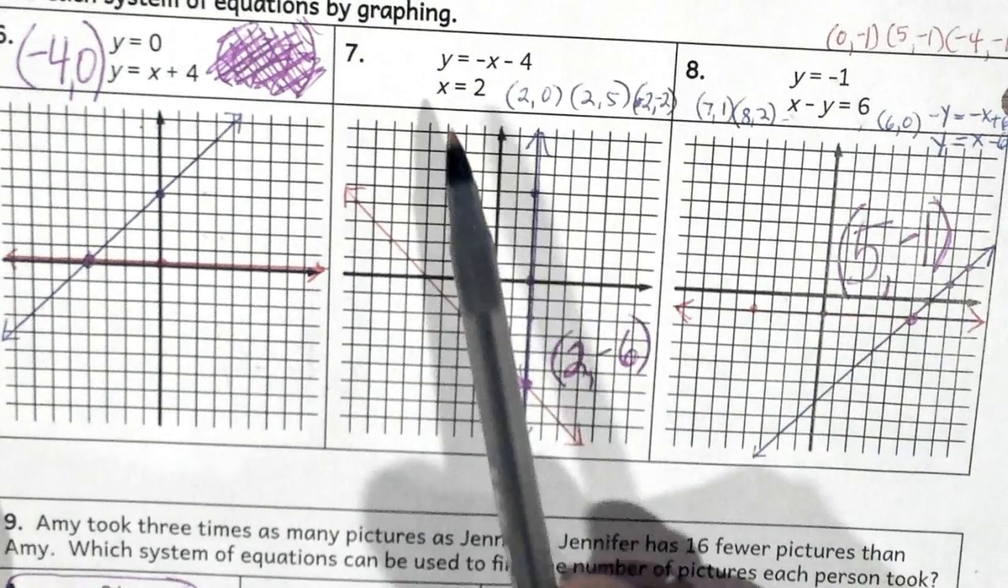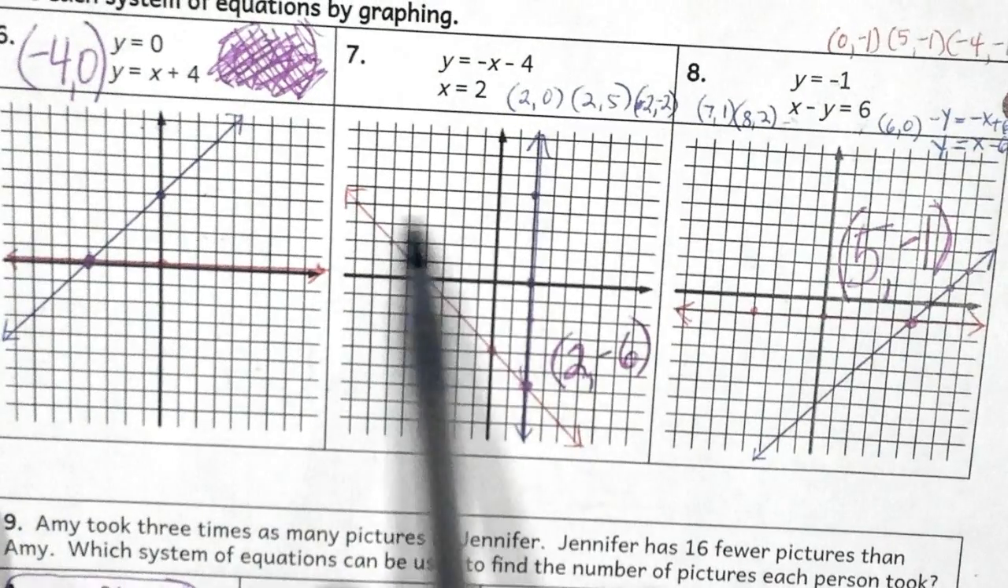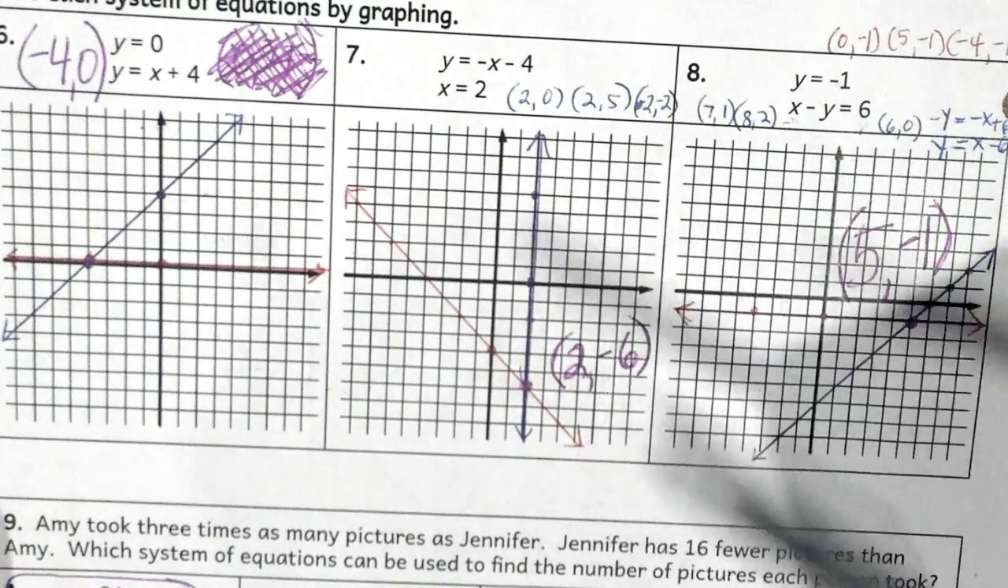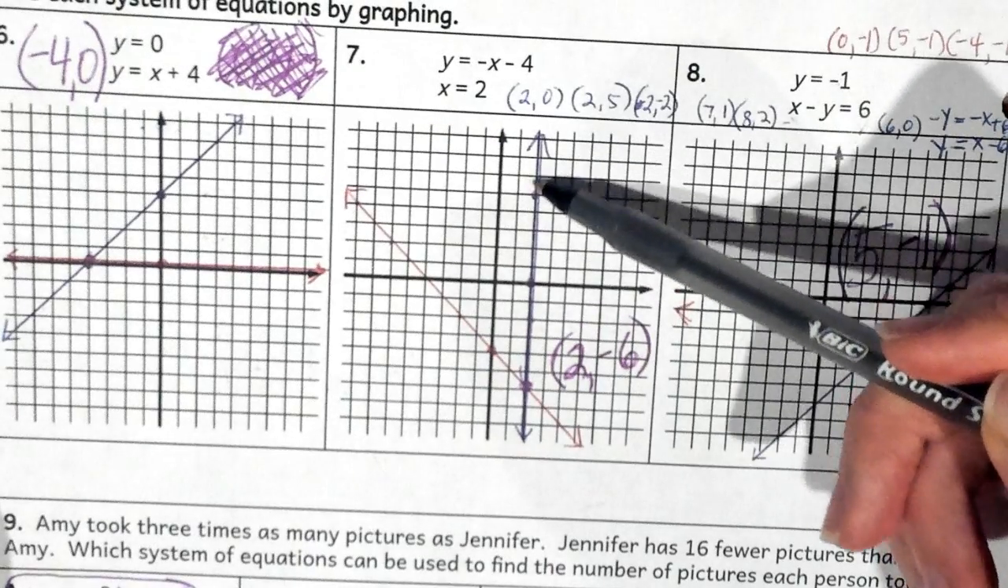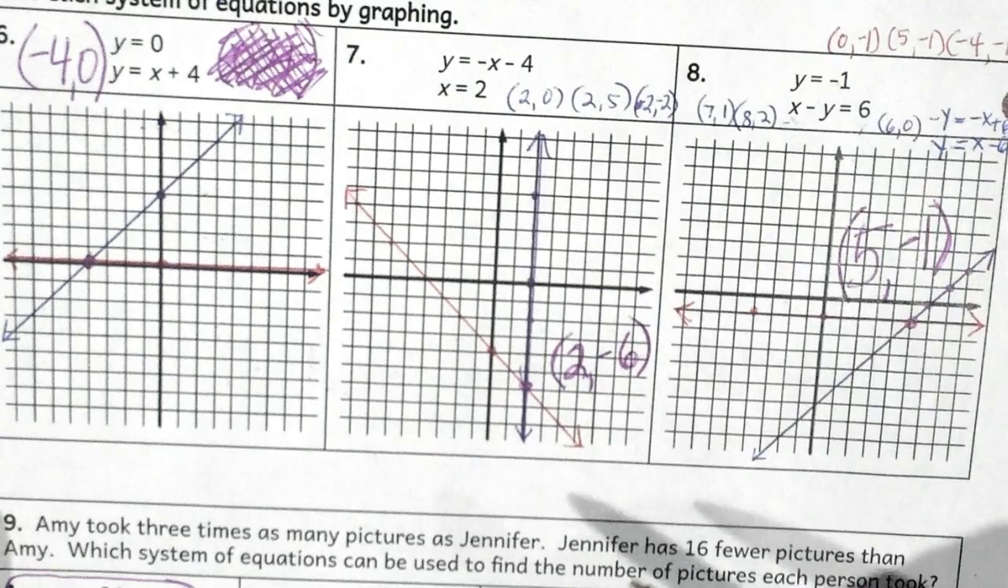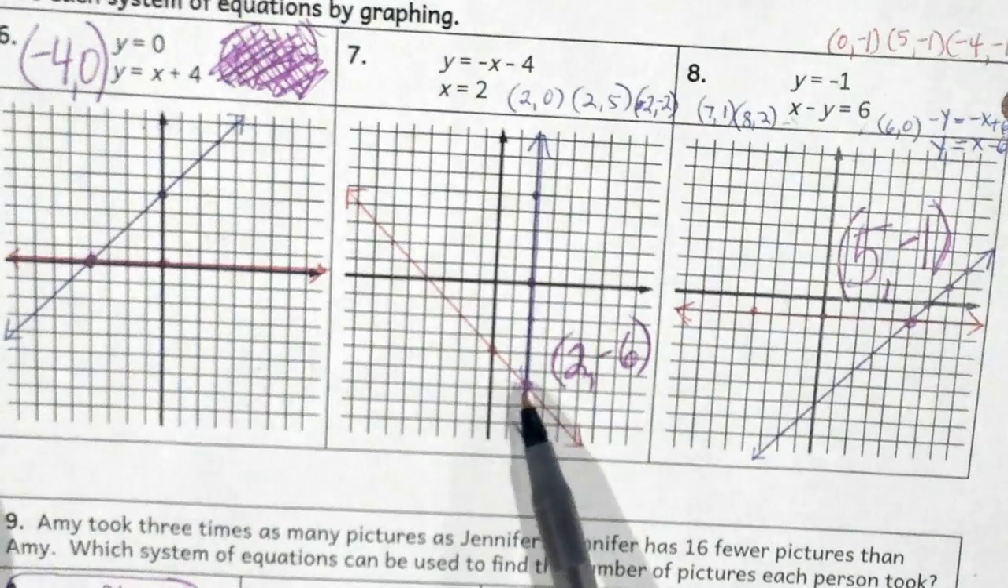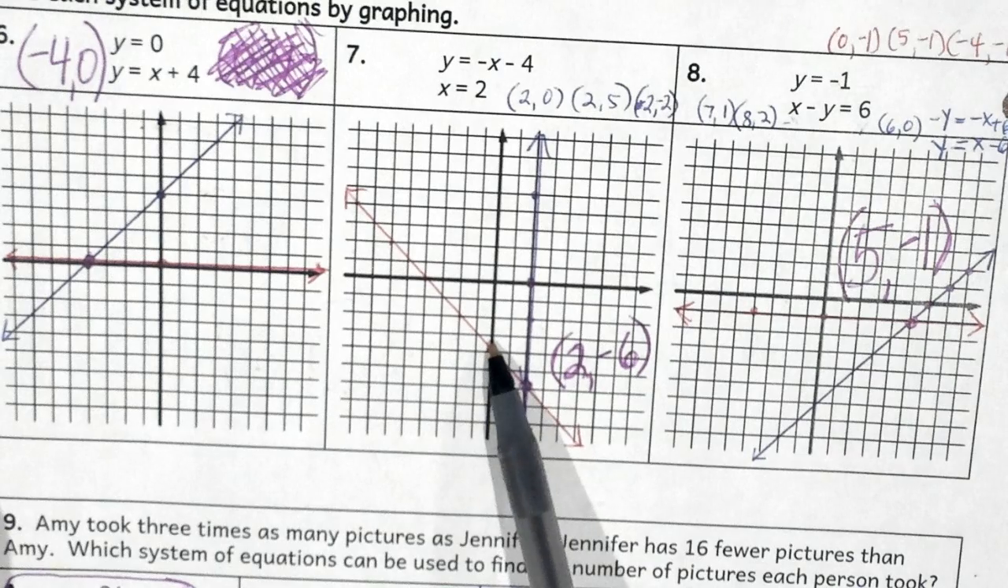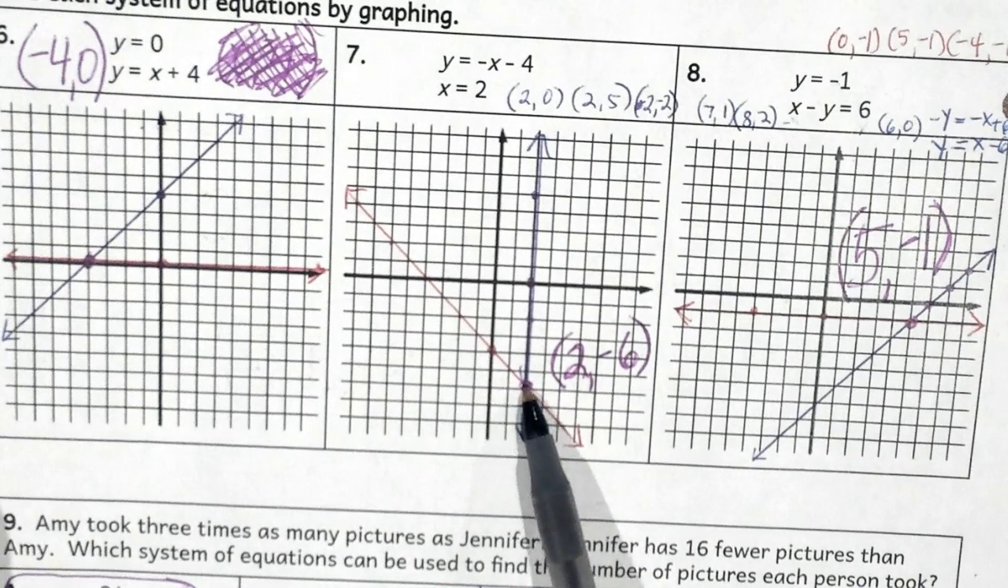I know that kind of seems weird because our x-axis goes this way, but if it's x equals something, that means I'm on that one value for x, and this value is always 2 for x, going straight up and down. On this one, my intercept was at -4, slope of -1, went down 1, right 1, down 1, right 1. They crossed at 2, -6, so that's my solution.